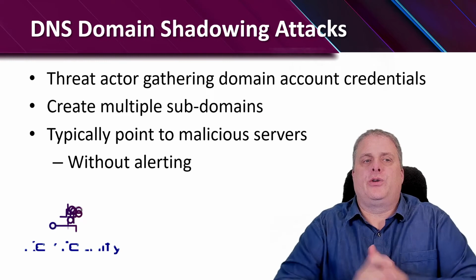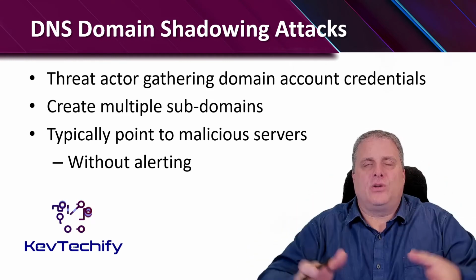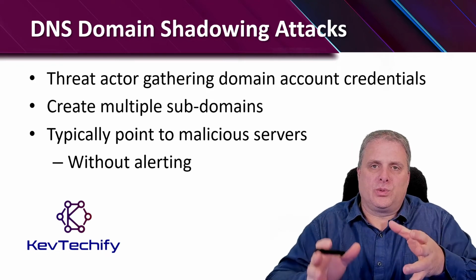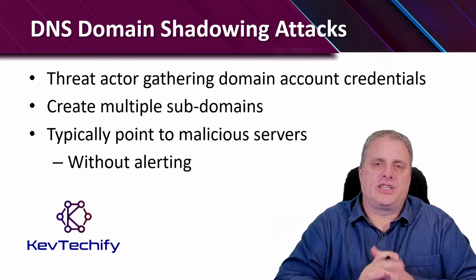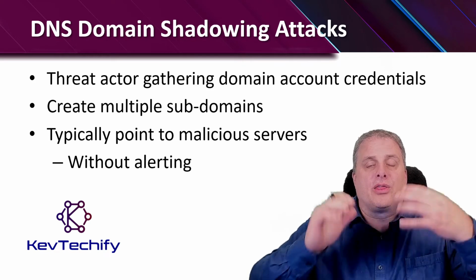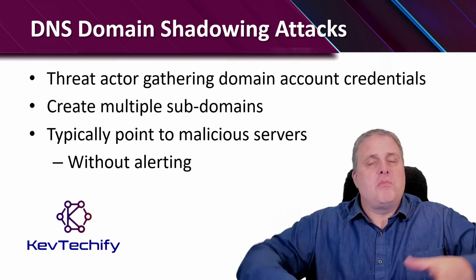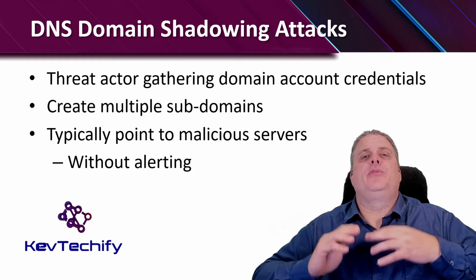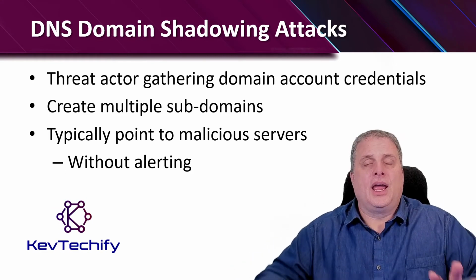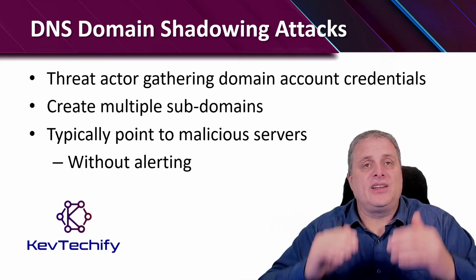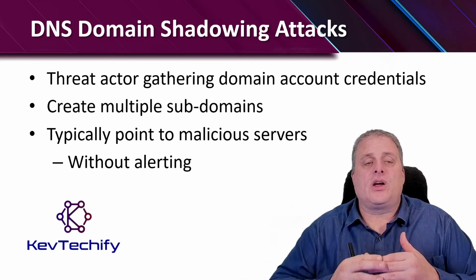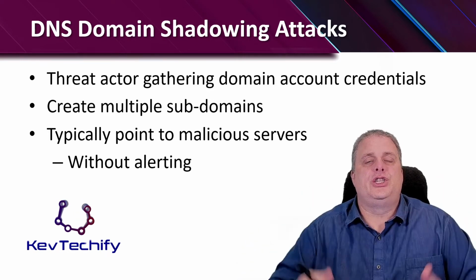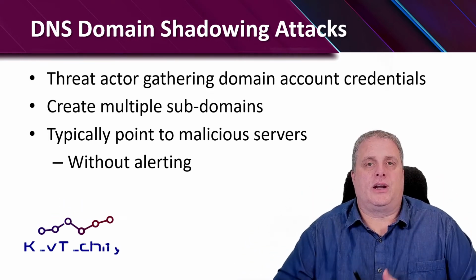In a domain shadowing attack, an account has been compromised that controls DNS. One of these accounts where you can go in and add records in a DNS server has been compromised. The threat actor then uses that account to create multiple subdomains. These multiple subdomains typically point to malicious servers, and because it was done with a valid account using a valid login, there's no alarms that go off. And so they look like legitimate domains that were set up.